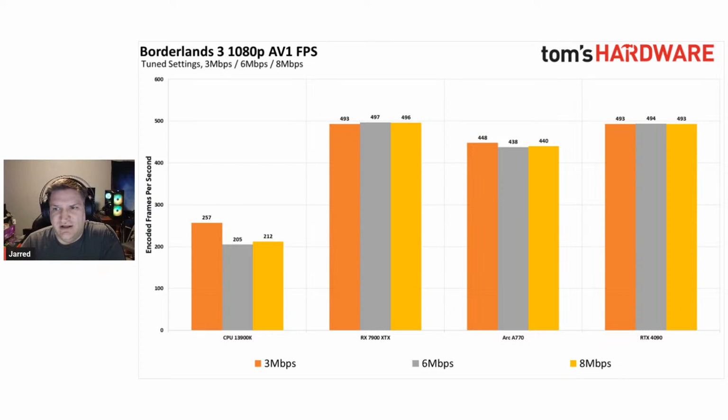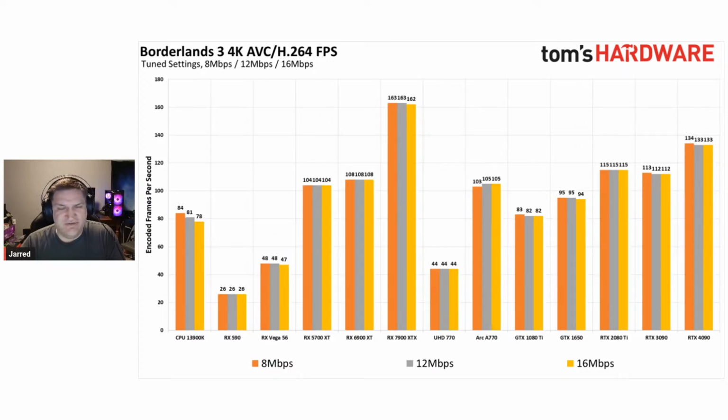Then we go to AV1, and you can see there's only so few cards that support this. The performance on those was pretty good. AMD and Nvidia are pushing nearly 500 frames per second at 1080p. Arc was a little bit slower at 450-ish, 440. And then the CPU, I think there's ways to customize AV1 encoding to make it more demanding, especially on CPU. But the CPU, the 13900K, is ripping along at 200 frames per second.